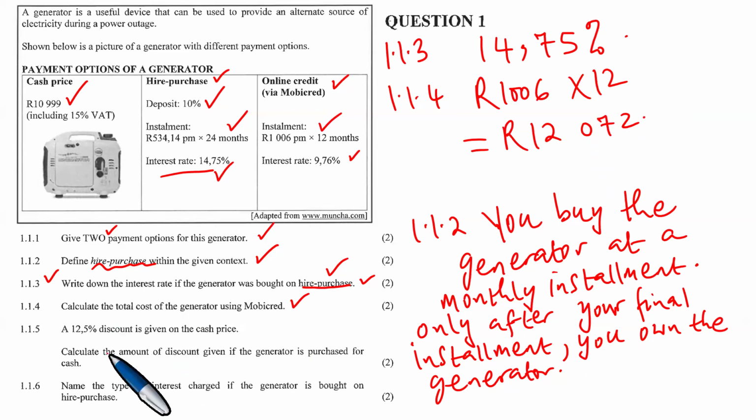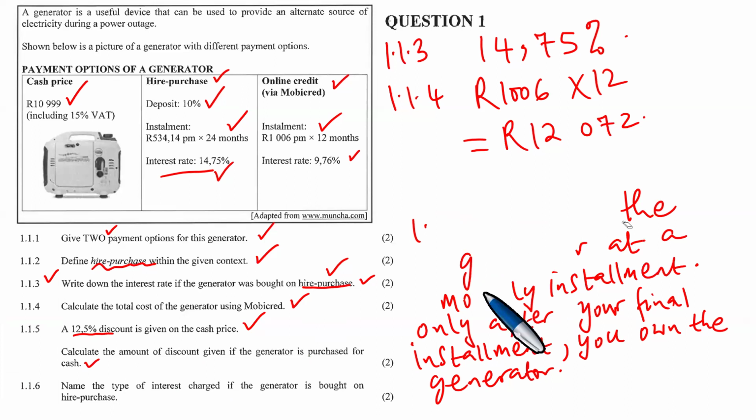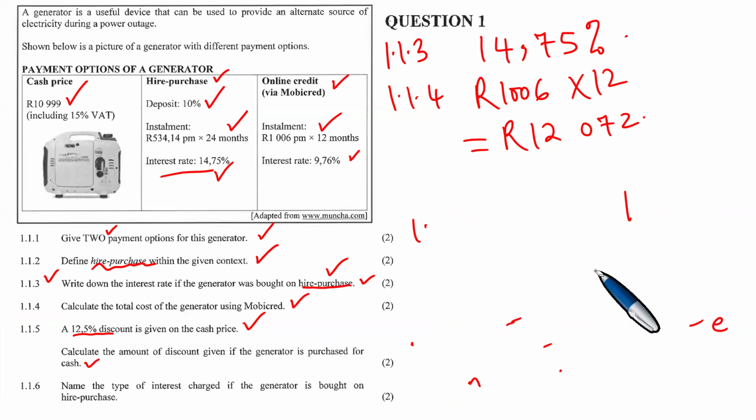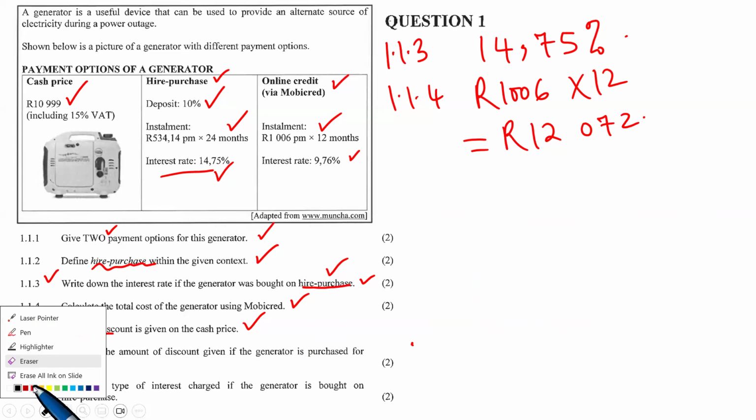Now, in 1.1.5, they are saying that a 12.5% discount is given on the cash price. Calculate the amount of discount given if the generator is purchased for cash. In other words, there is a discount. If you buy cash, how much will the amount of the discount be? I'm sure that you can do that. I'm giving you one minute to try it and give me the answer.